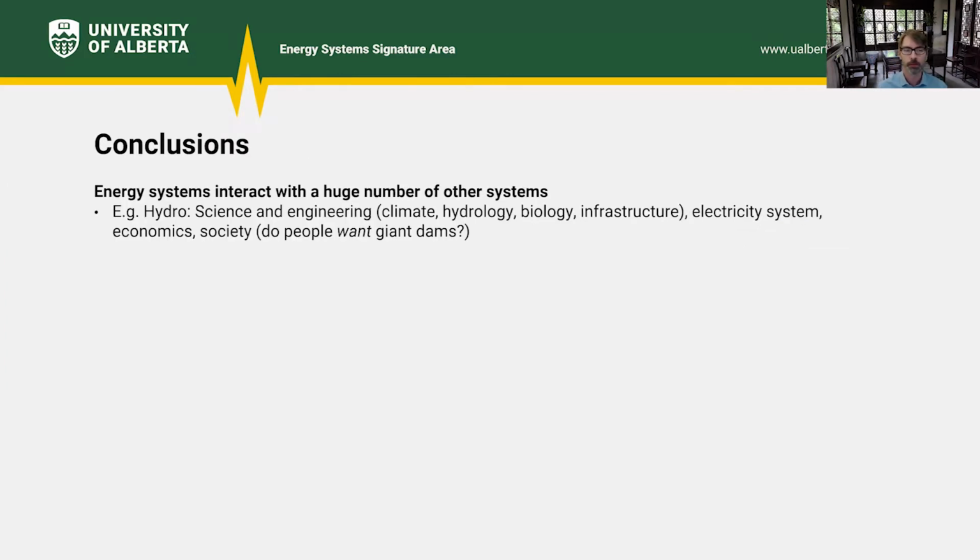In conclusion then, you can see that energy systems interact with a huge number of other systems. And so you've seen a couple of examples now of hydropower. We have science and engineering. We have the electricity system, so infrastructure as well. We have economics playing a role, and we have society.